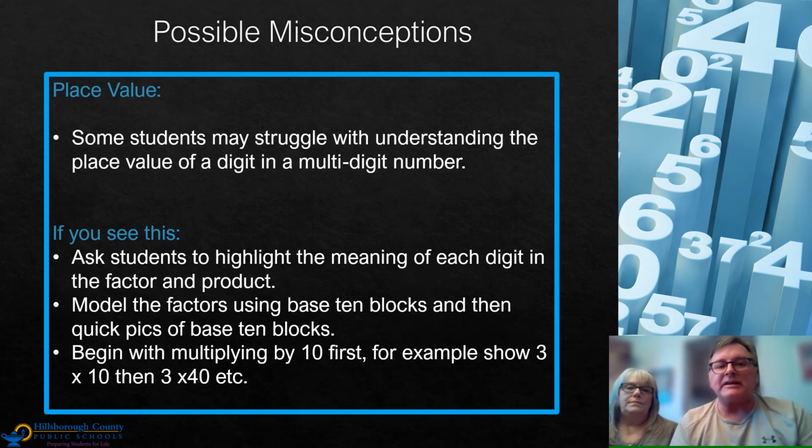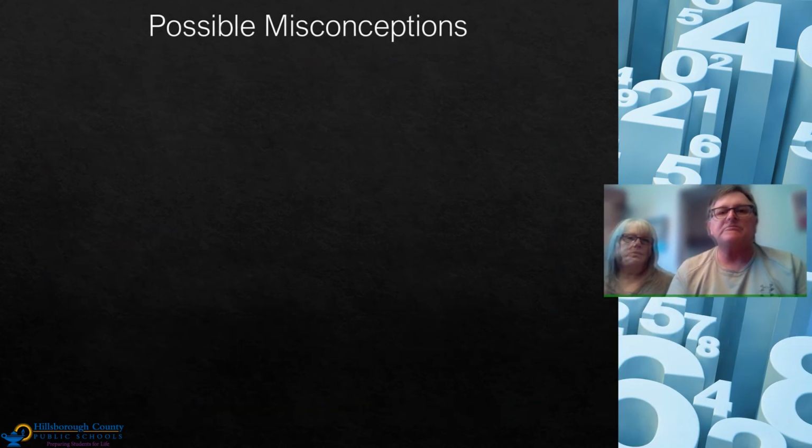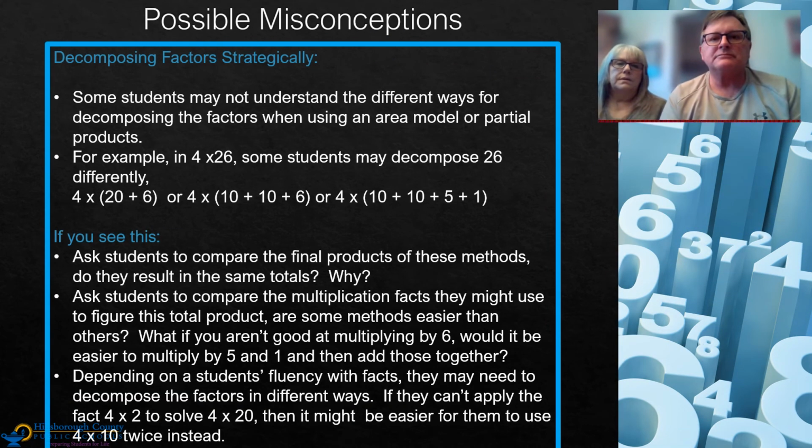So this is just a recap. We've talked about place value as a potential misconception. With this particular benchmark, students will struggle with understanding place value, with tens and ones, with 2-digit factors. And you see there are 3 different ways that you could address and help students get across that hurdle.